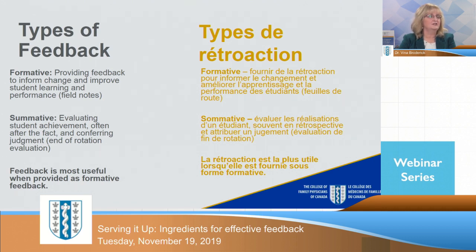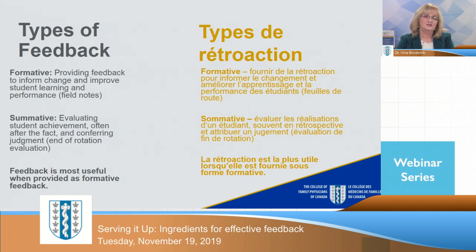So now let's look at the different types of feedback. First I'll say that feedback and assessment and evaluation are really quite closely related in educational activities, so it's quite important to distinguish between the two. So we talk about formative feedback, which is providing feedback to inform change and improve student learning and performance. So it's about presenting information, not about forming a judgment. Again, it's a fundamental part of the learning process, and it's intended to help the learner attain their goals.